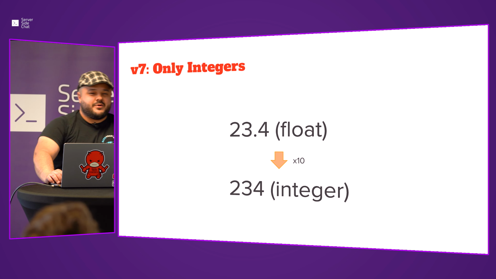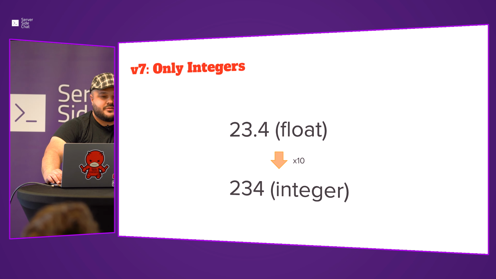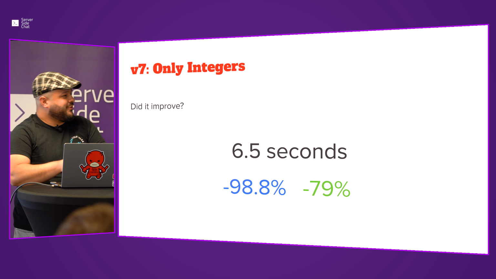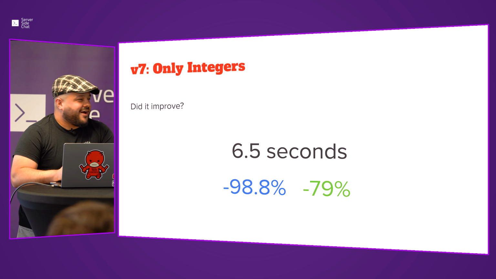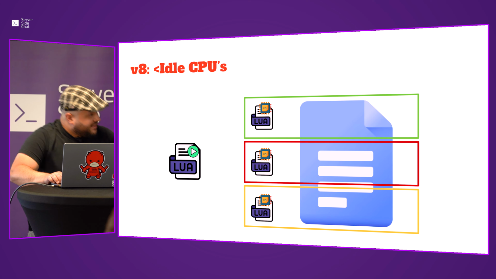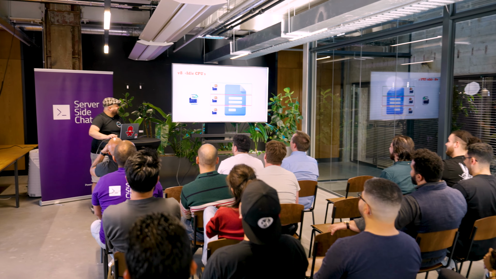Okay, now guess a number. How much does it run? Billion rows. Just Lua. 24 seconds. Nice. 6.5 seconds. Okay, cool. Now I was already really, really into it. But we can do better still.